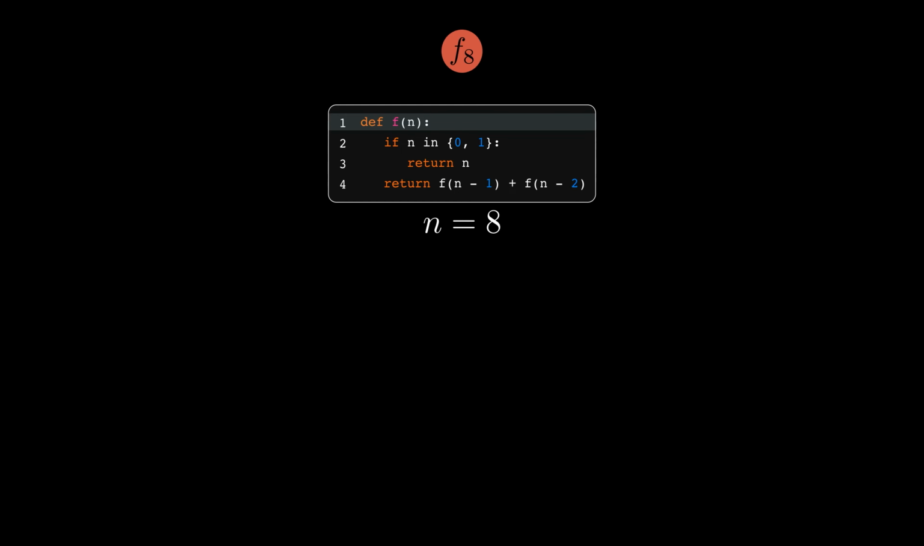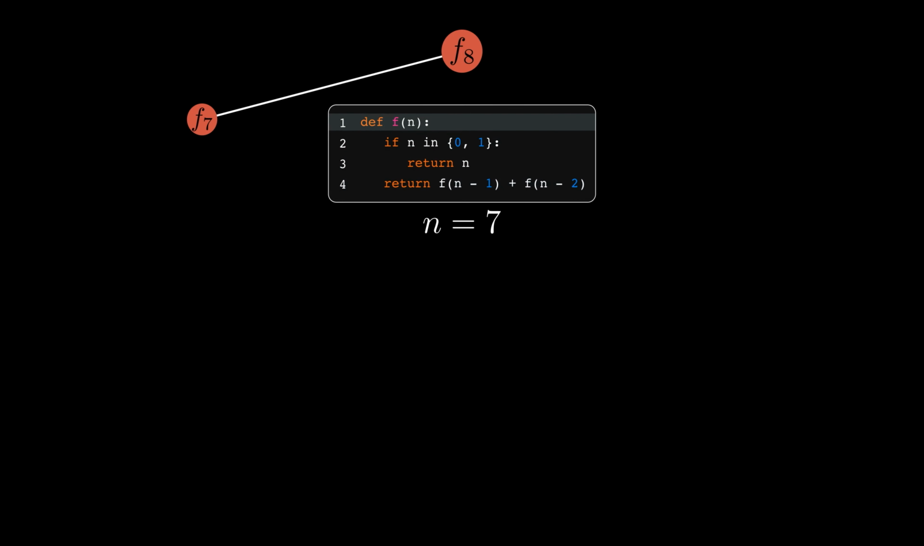While calling the function with an input parameter that is equal to 8, the function first checks whether the input is equal to 0 or to 1. Since this is not the case, it proceeds with the execution of line 4 in the code and returns the sum of f of n minus 1 and f of n minus 2. To add f of n minus 1 and f of n minus 2 together, the function will start with the calculation of f of n minus 1 first. So in the next step, we call f of 7.